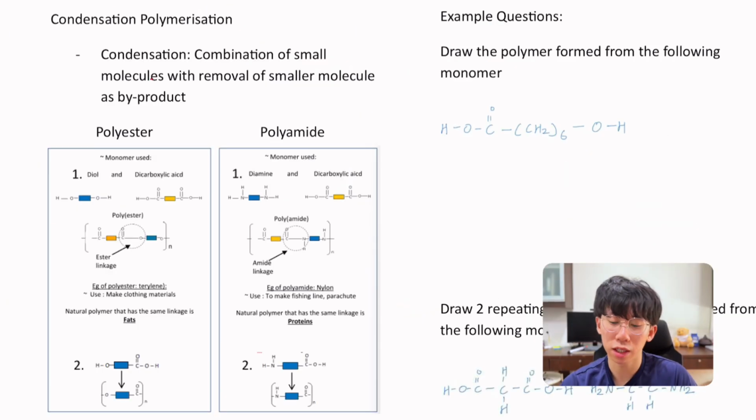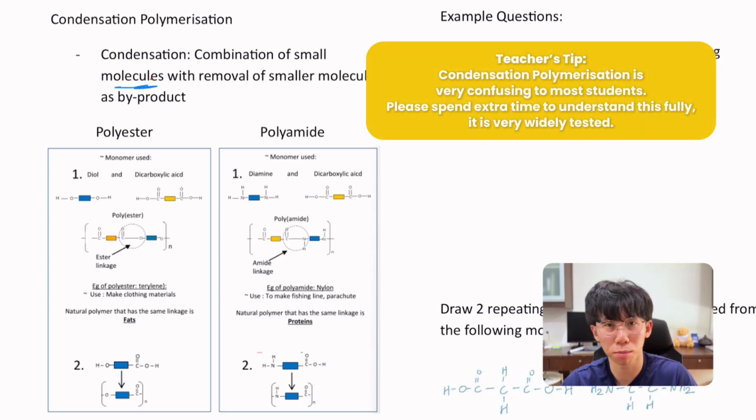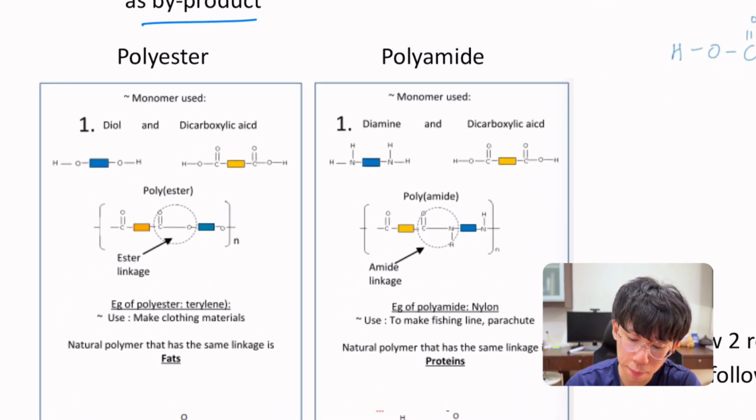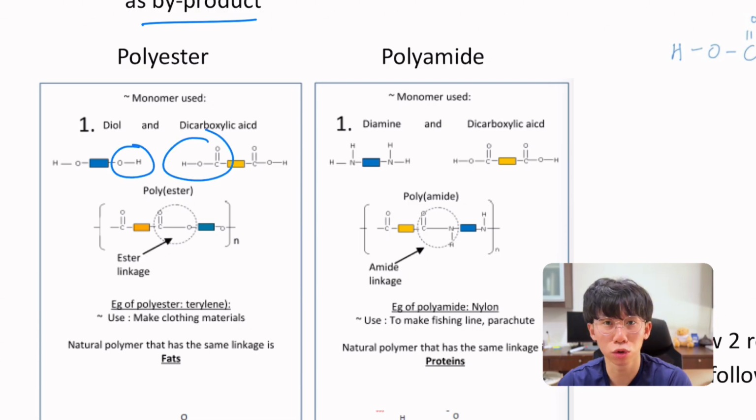Condensation is the combination of small molecules with the removal of a much smaller molecule as a byproduct. And there are two main condensation polymers. One is a polyester and one is a polyamide. A polyester will typically use a combination of an alcohol functional group and a carboxylic acid functional group. This will be how you form the ester functional group, hence the term polyester.